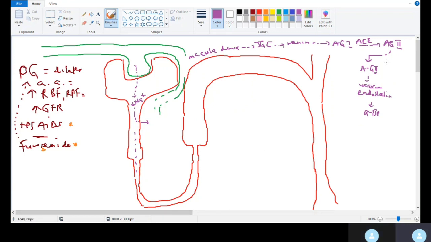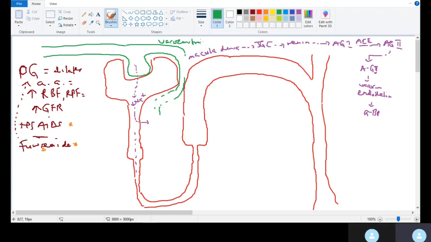Another thing it does, right? It goes to the kidneys. When it gets to the kidney, we're using the angiotensin 2 receptor in the kidneys. There are two places where it's going to work in the kidney. The first thing is that it's going to cause vasoconstriction of the efferent arteriole.